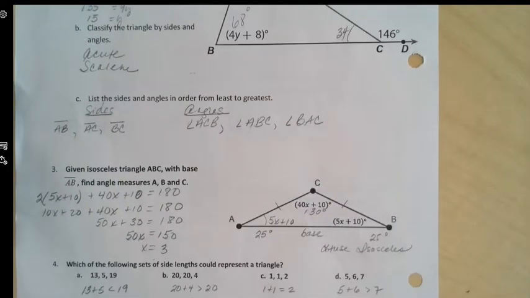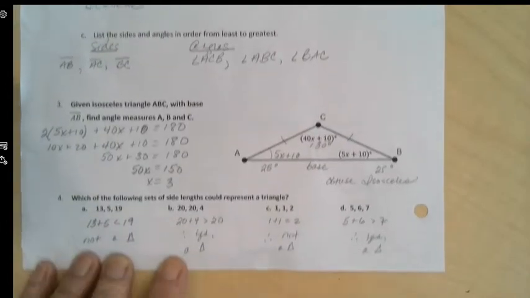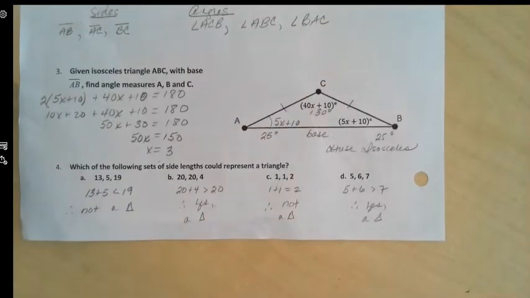There you go. And then for number 3, because it's isosceles, these two are both worth the same value. So it's twice 5x plus 10 plus 40x plus 10. I get a value of 3 for x. And then I can plug in and figure out that it is an obtuse isosceles triangle.